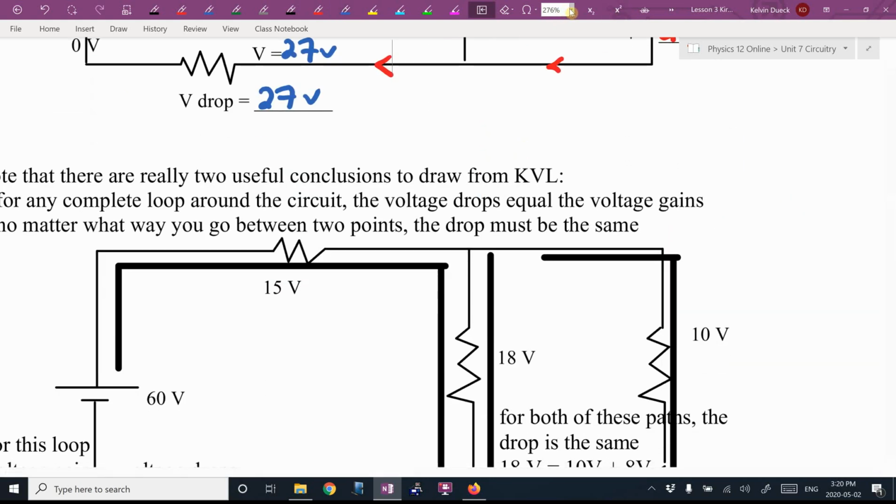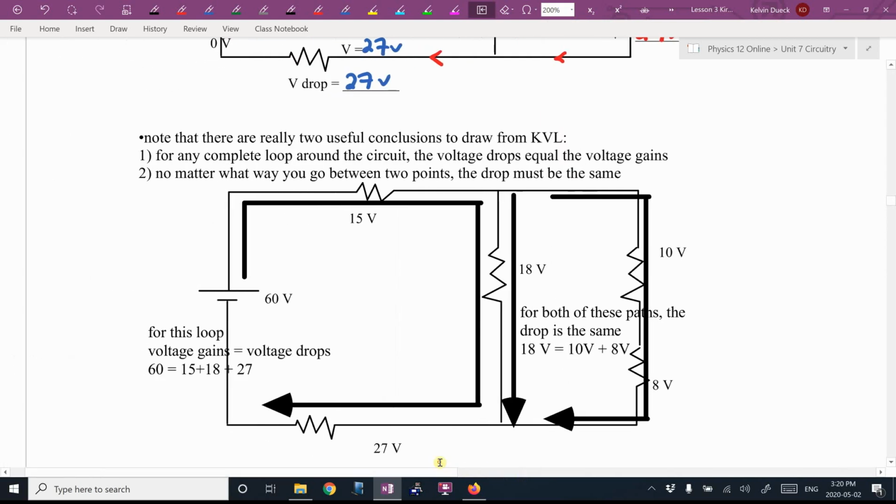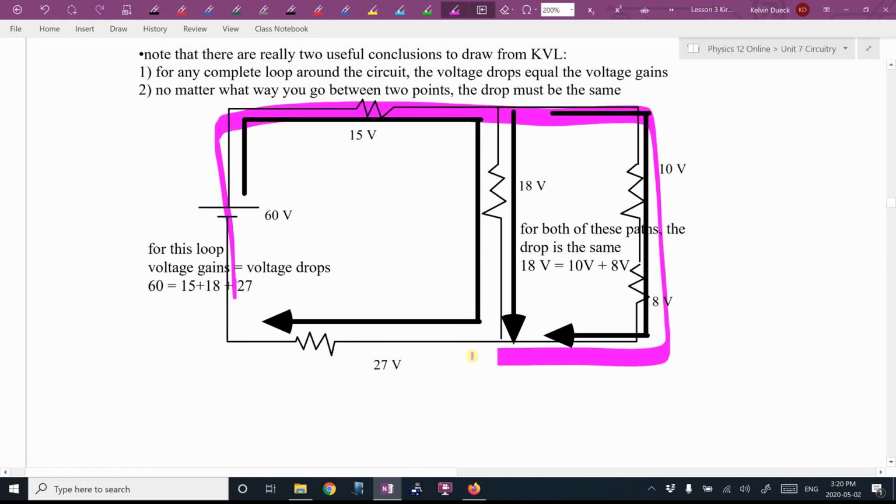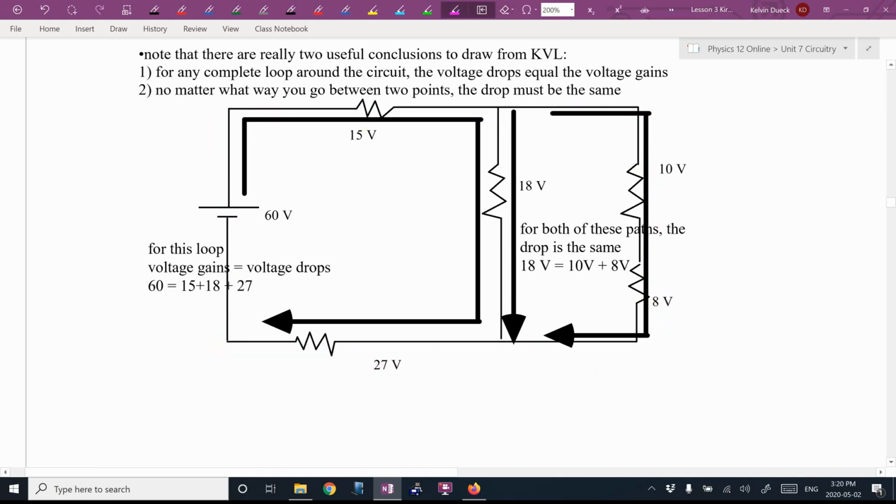So there's really two useful conclusions that we can draw from Kirchhoff's voltage law. The first one is, for any complete loop around the circuit, the voltage drops equal the voltage gains. So for example, here I gained 60 volts. I must have lost 60 volts: 15, 18, 27. Or here I gained 60 volts. If I go this way, I must have lost 60 volts: 15, 10, 8, 27. And the second really handy thing is, no matter which way you go between two points, say here to here, the voltage drops must be the same. I lost 18 volts going down that path. I lost 18 volts going down that path. And the way I know that must be true is we started and ended at the same location.